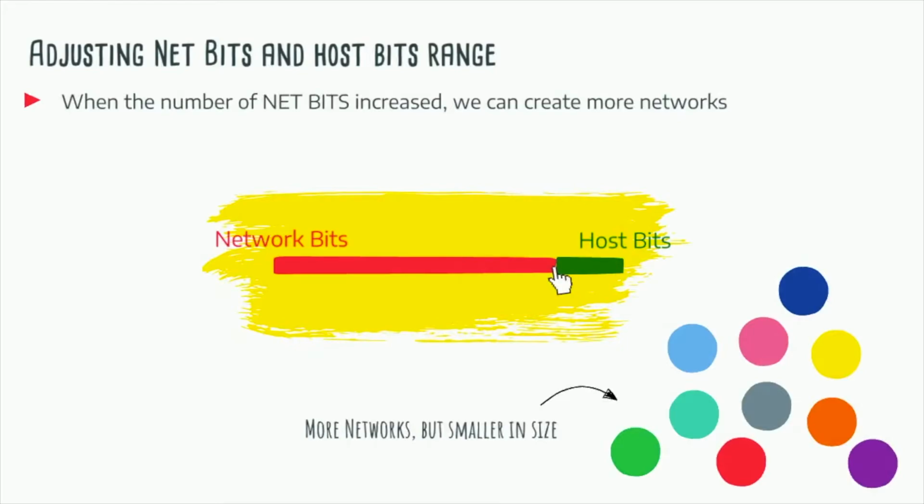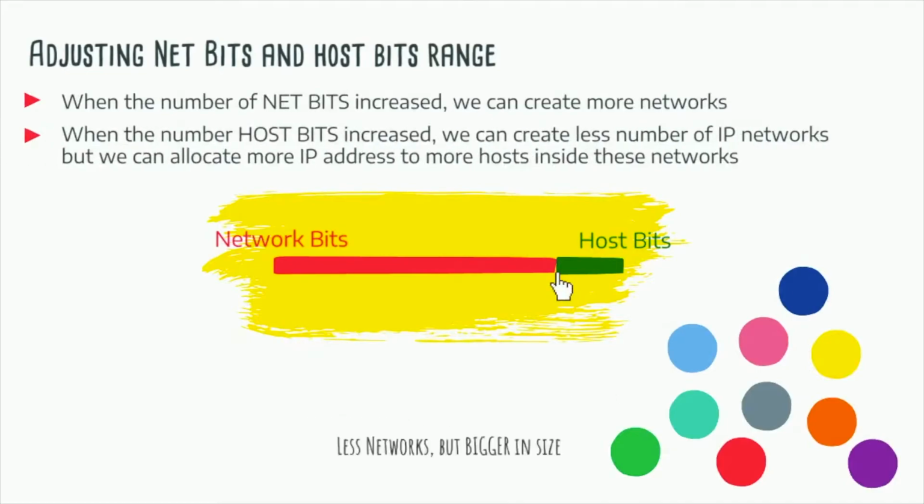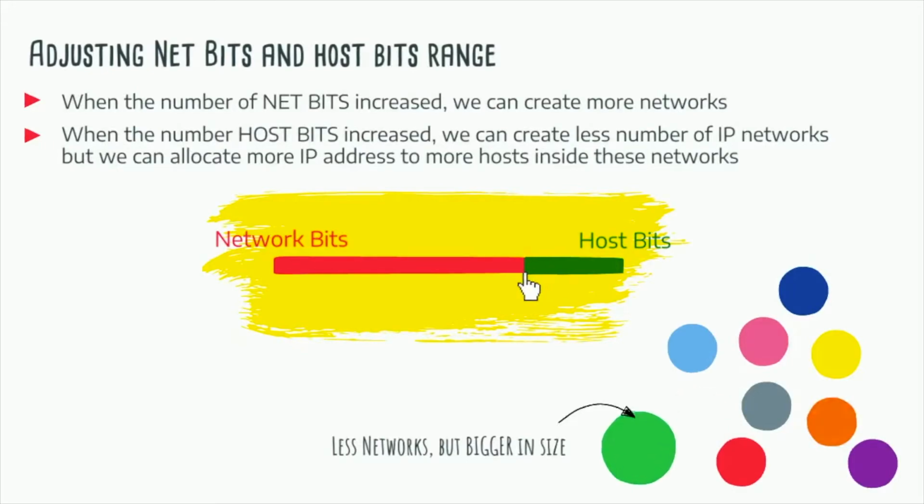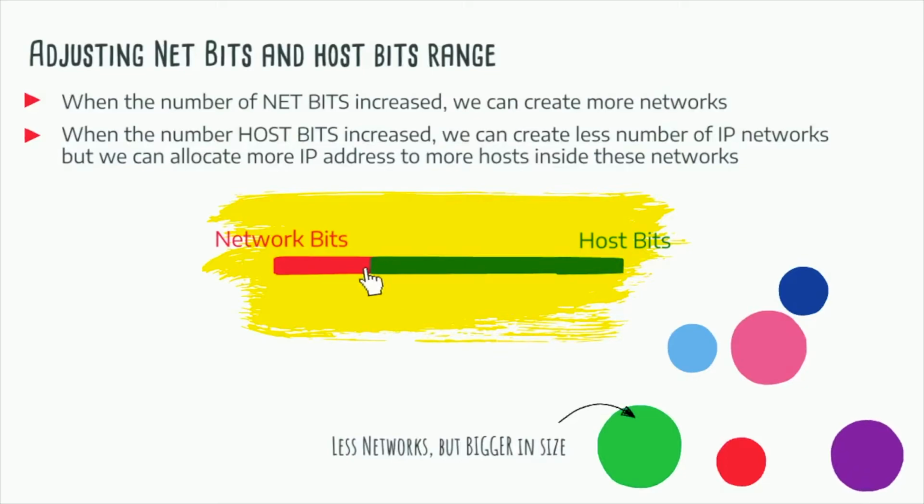Meanwhile, if we want to add many hosts in a single network which requires more host IPs, then we should slide the mask to the left so that we can have more host bits available. This translates to more usable IP addresses in the pool that can be assigned to end devices.